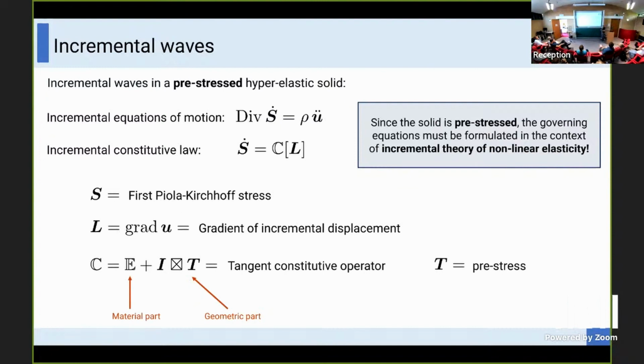Okay, so you should imagine that you are loading your material. So this is stress, and this is displacement. You're loading the material up to the nonlinear regime, and then you stop at some point here. And this defines the prestressed configuration, and then we consider small increments from this prestressed configuration. Just the tangent, right? Yes. And this tangent is the tangent constitutive operator.